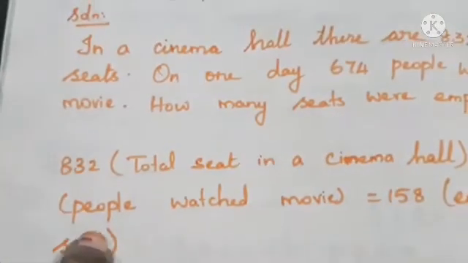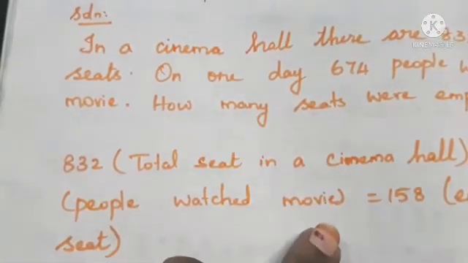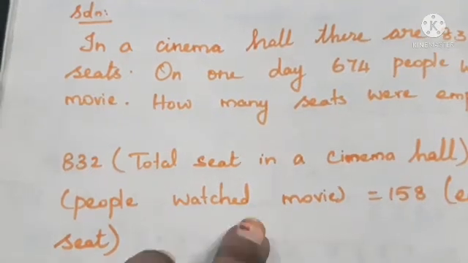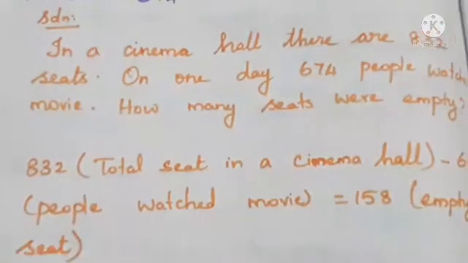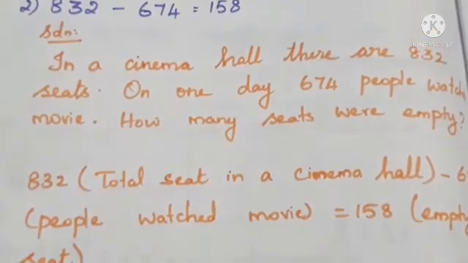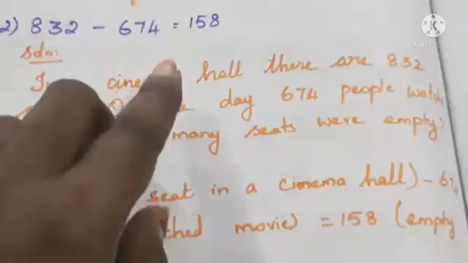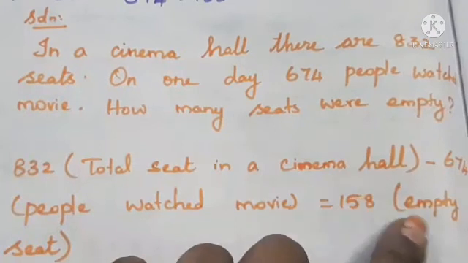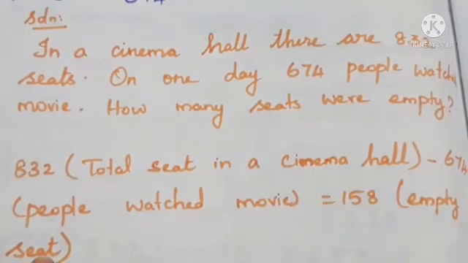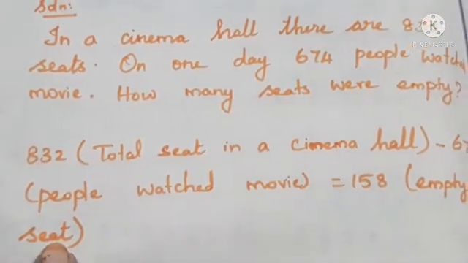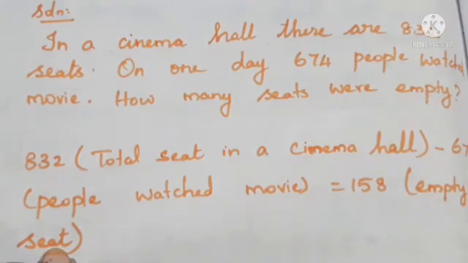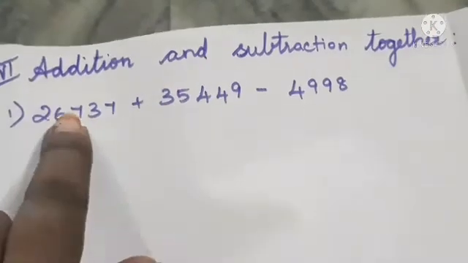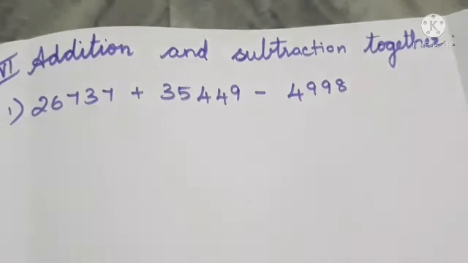That is the people who watched the movie. Okay, that is the number of people who watched the movie. So if you subtract those two numbers, the answer is what? The answer is 158. So we have to write that is equal to 158. That is the empty seats. Okay, empty seats available in the cinema hall. I understood, ma? So next Roman number 6, addition and subtraction together.